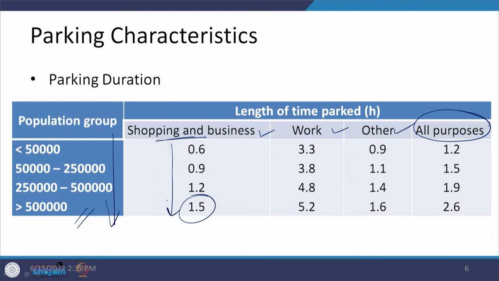And the same is the condition when you look at the work scenario also, where what we can see here is roughly around 4 hours the vehicles have been there, if the population is up to 2.5 lakhs. So, we are talking about the small size of the cities versus the large size of the cities, where the values are changing and it is coming to an average of something like 5.2 hours if the population is more than 5 lakhs. And similarly, in other cases also the inferences can be drawn.